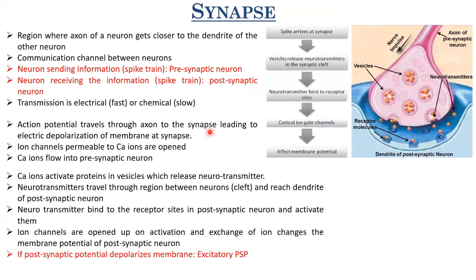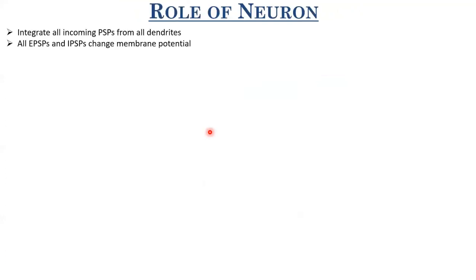So if this is greater than minus 55 millivolts, there's a spike generation in the postsynaptic neuron. That is, if it depolarizes the membrane beyond minus 55 millivolts, there is an action potential, or generation of a spike, in the postsynaptic neuron. It must be kept in mind that only if the integration of all of this, EPSP minus IPSP, is greater than minus 55 millivolts, there would be firing of a spike.